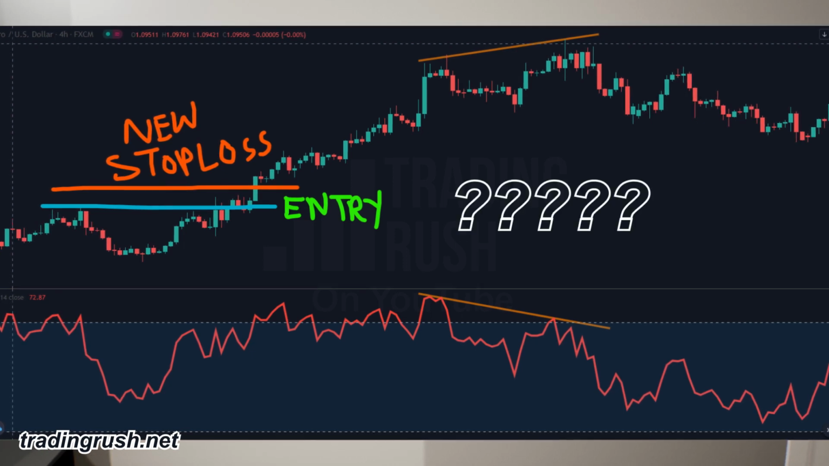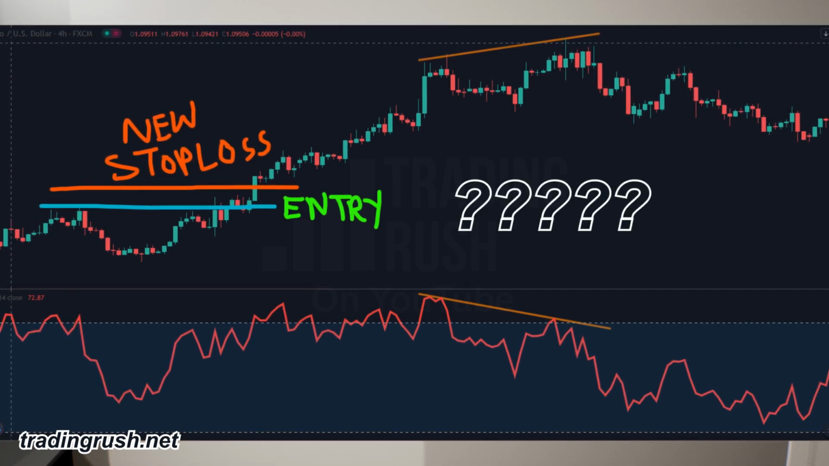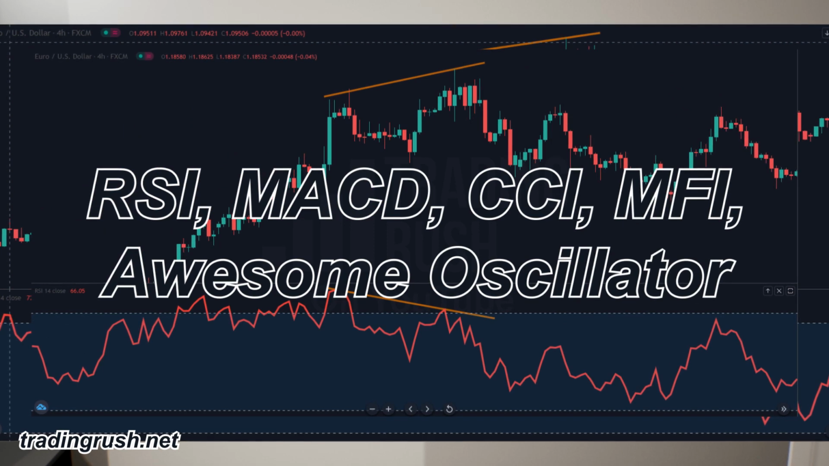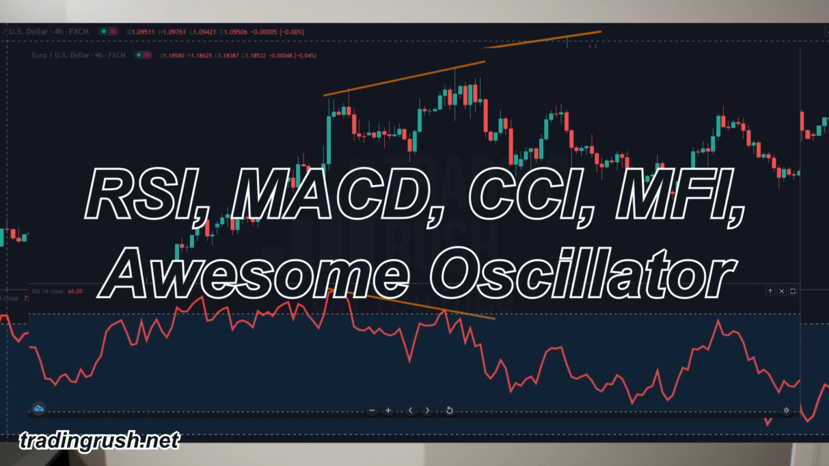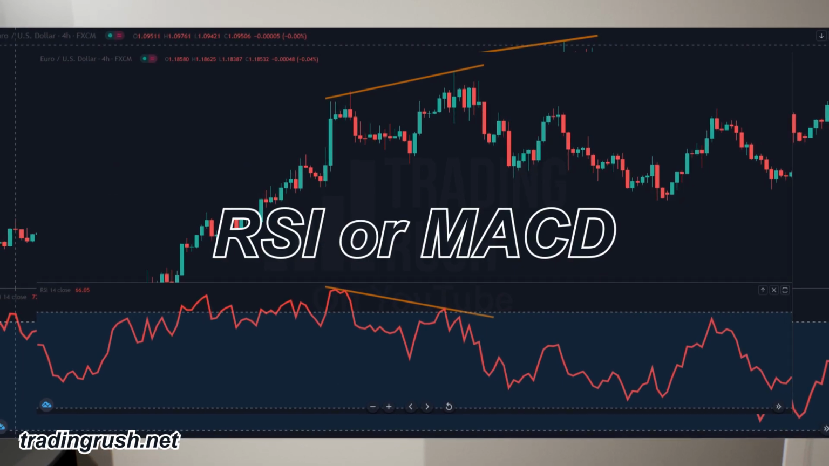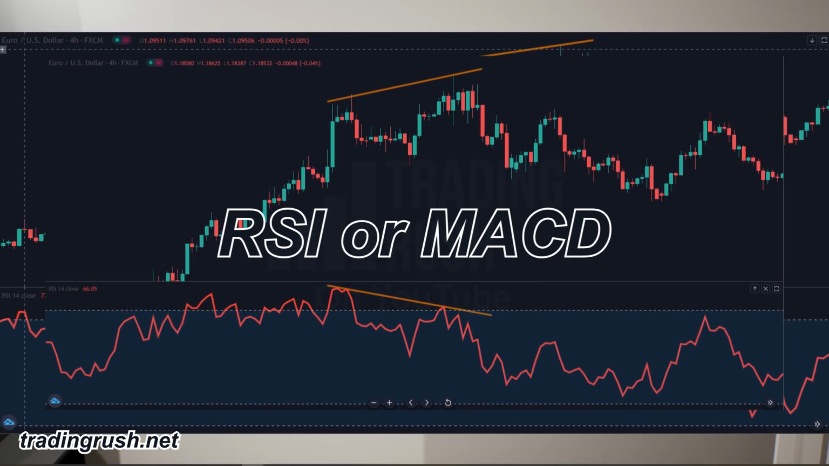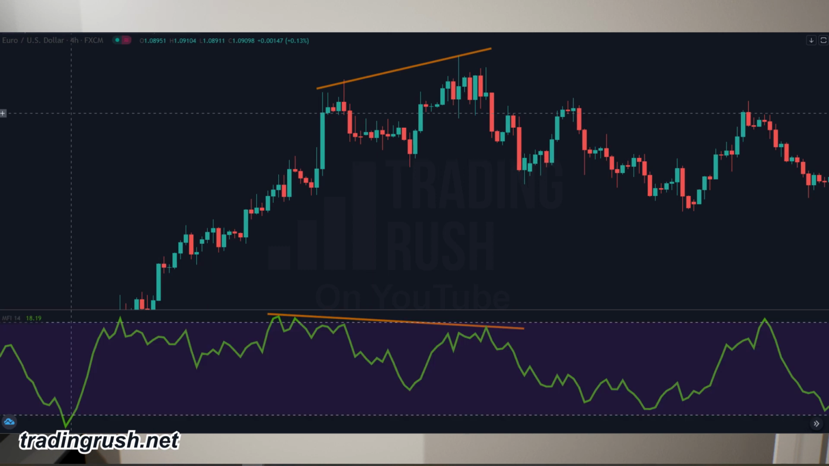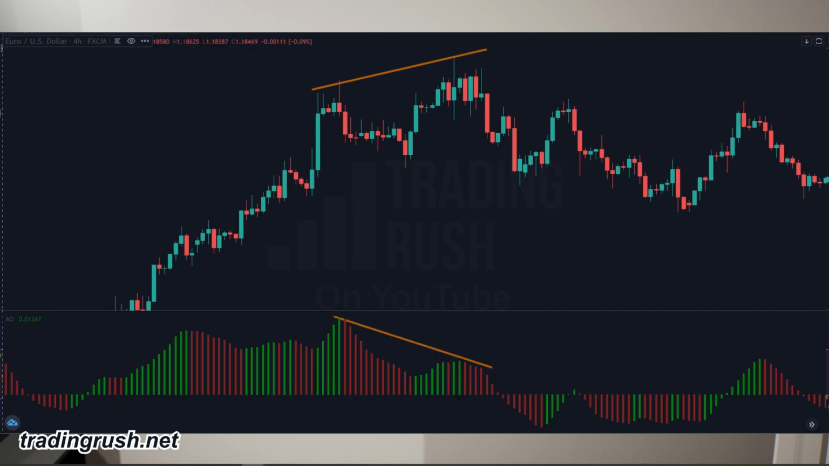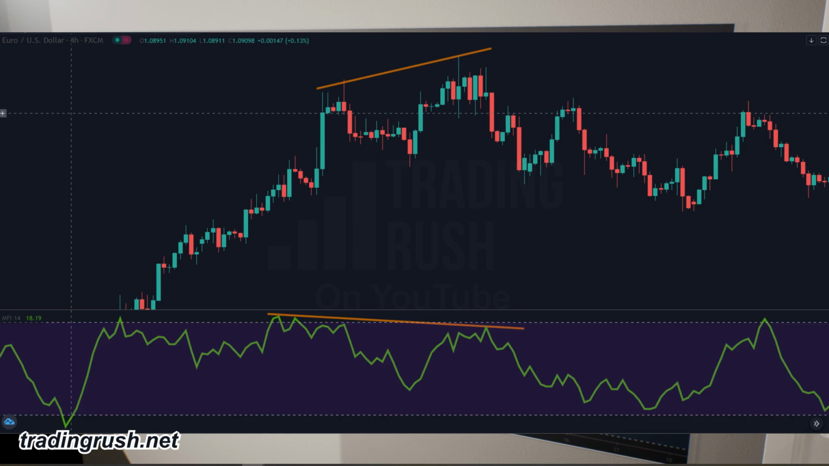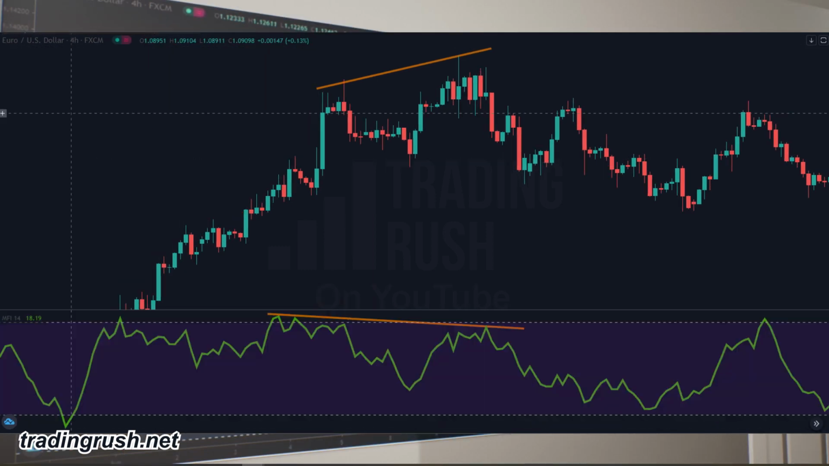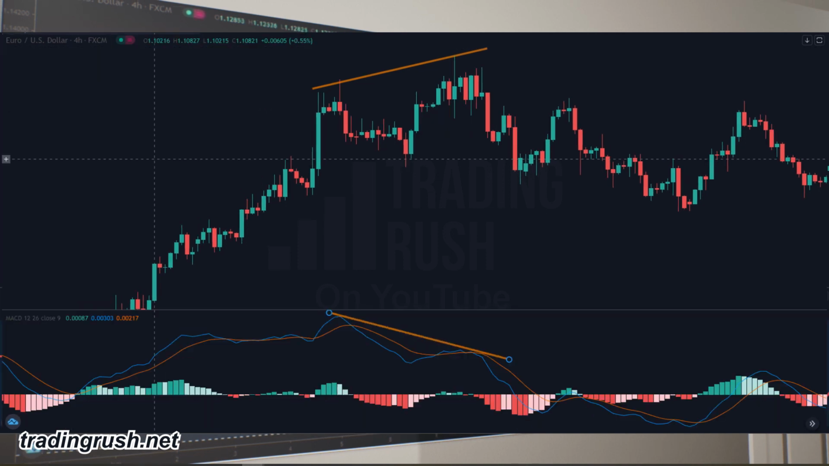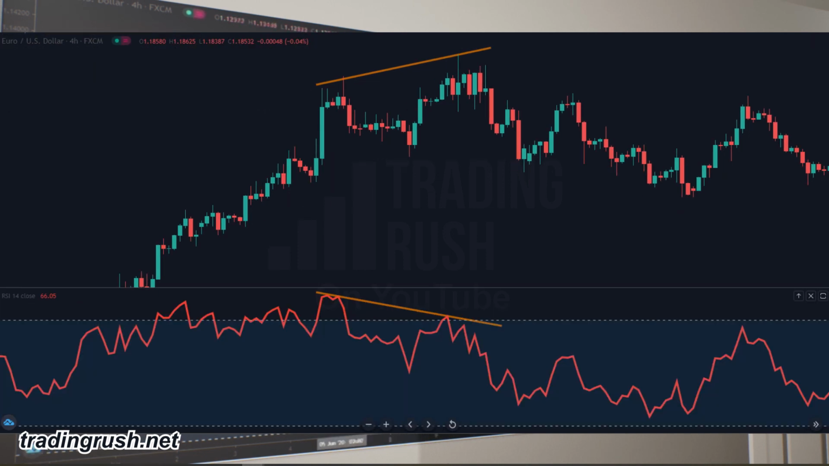Now, what indicators are the best to spot divergences on a chart? Well, RSI, MACD, CCI, Money Flow Index and Awesome Oscillator are great to spot divergence on a trading chart. To keep things simple, you can use RSI or MACD. Here's how divergence looks on these indicators. As you can see, a good divergence can be easily spotted on all of these indicators. If you want to spot divergence while trading, you don't have to look at every single one of these indicators. Using MACD or RSI will get the job done.